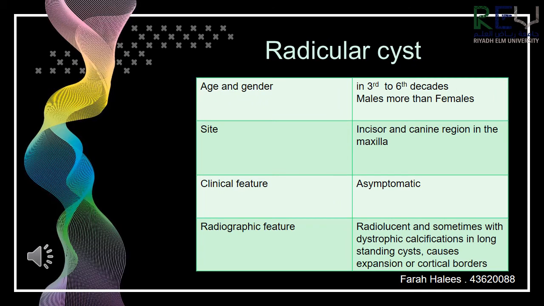The fourth and last one is radicular cyst. According to age, third to sixth decade, and gender, male more than female. Site: incisor and canine region in the maxilla. Clinical feature: asymptomatic. Radiographic feature: radiolucent and sometimes with dystrophic calcification, and a long-standing cyst can cause expansion of cortical borders.